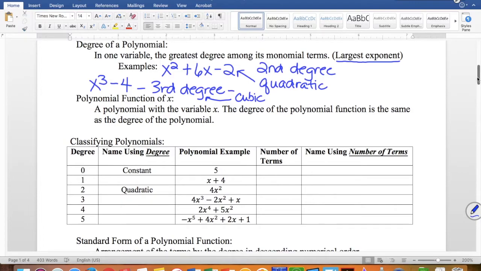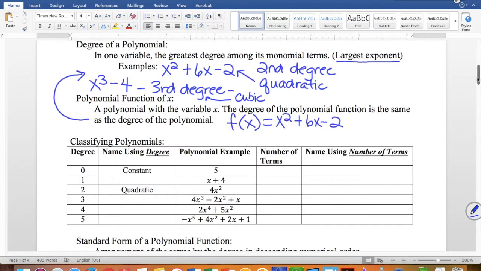So next vocabulary term, polynomial function of x. A polynomial with the variable x. That means that we have one variable, generally it's x, function of x, and the degree of the polynomial function is the same as the degree of the polynomial. That's basically where it's dealing, I'm not going to put any examples. All of these up here are examples. We just consider them functions. They might be written as f of x equals, and then you'd write your x squared plus 6x minus 2.